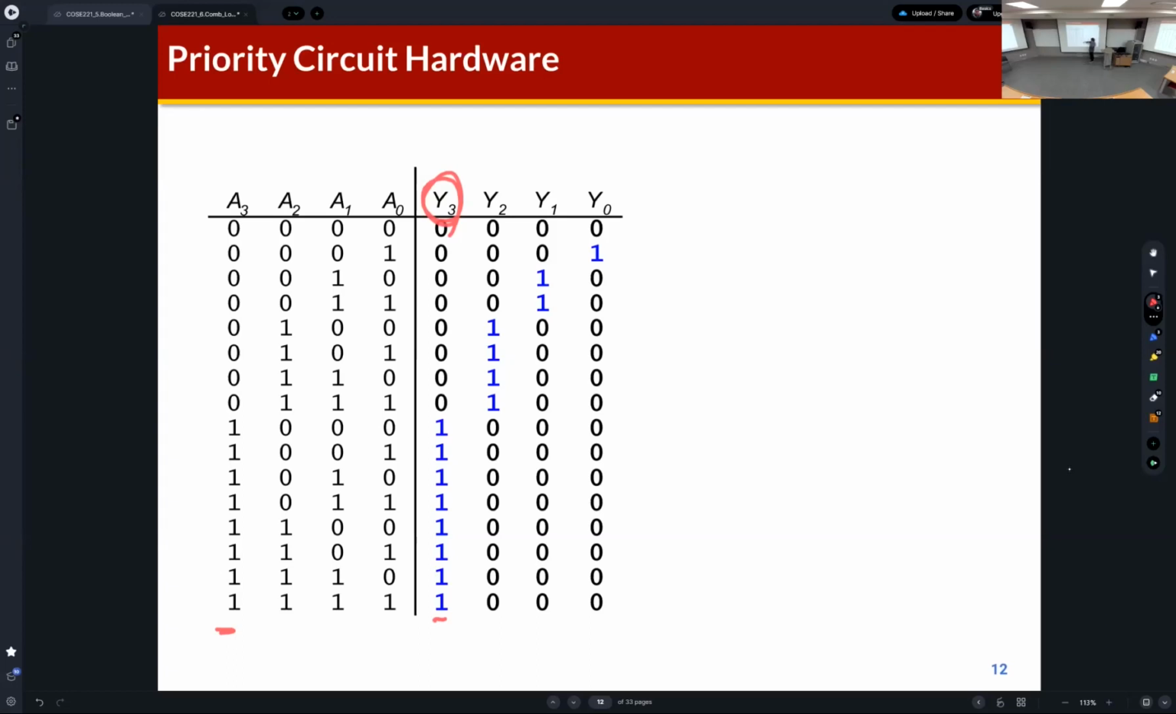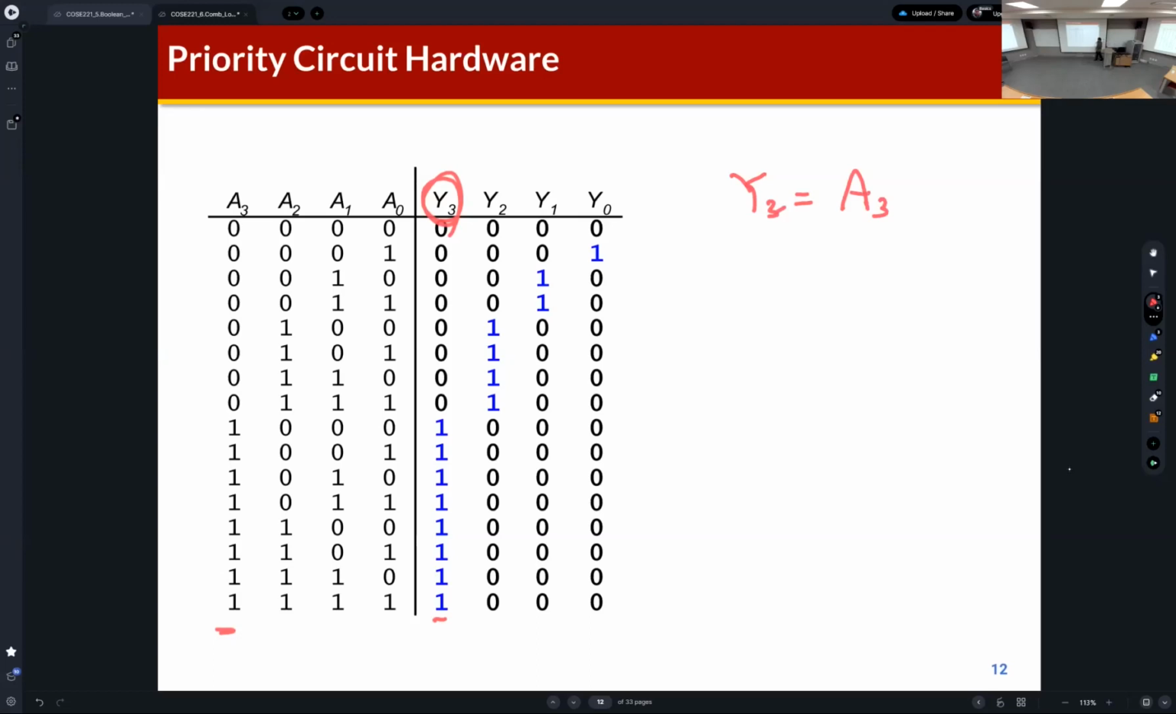If we write the truth table, define all possible inputs, and figure out all outputs from the possible inputs, then we can observe Y3 is actually identical. It's the same as A3. Y3 is identical to A3. So what does it mean? Y3 equals A3. That's it.